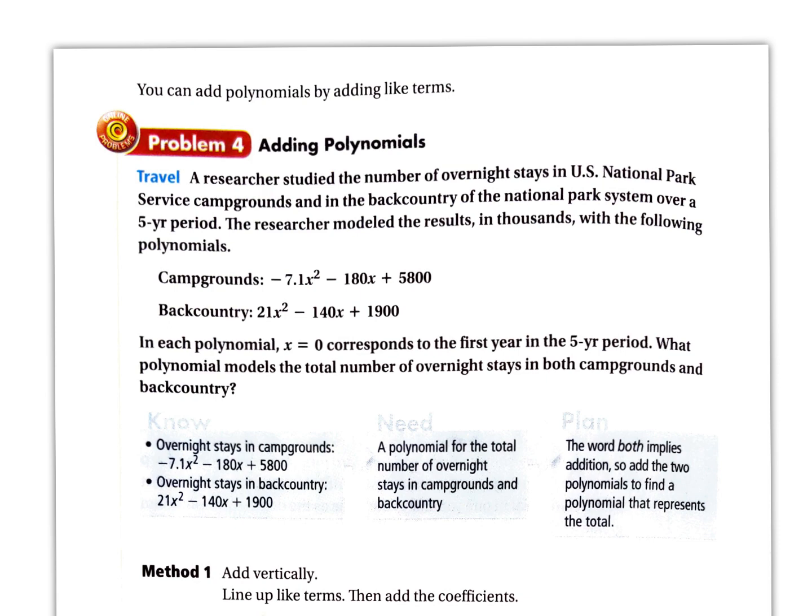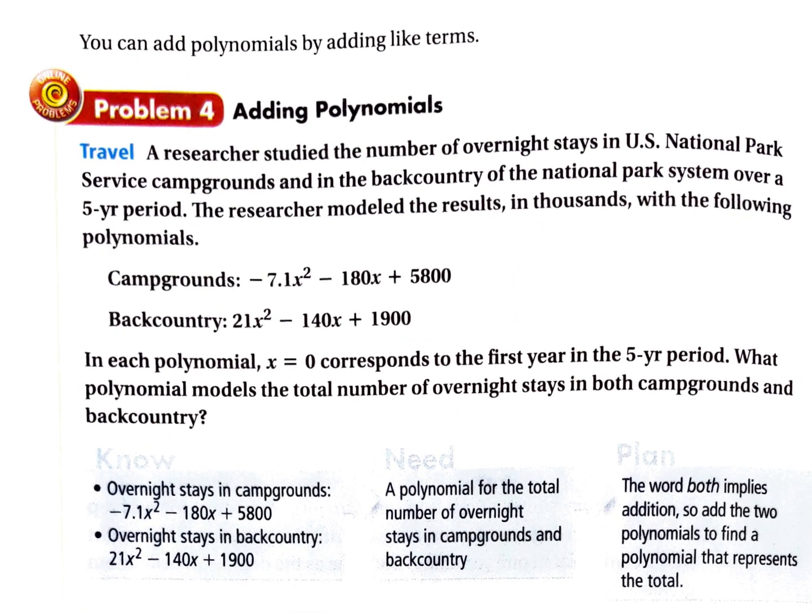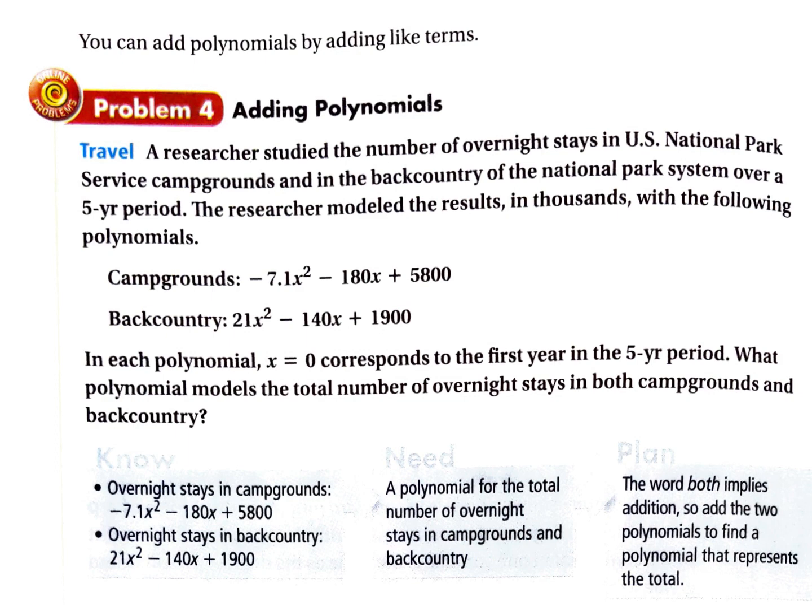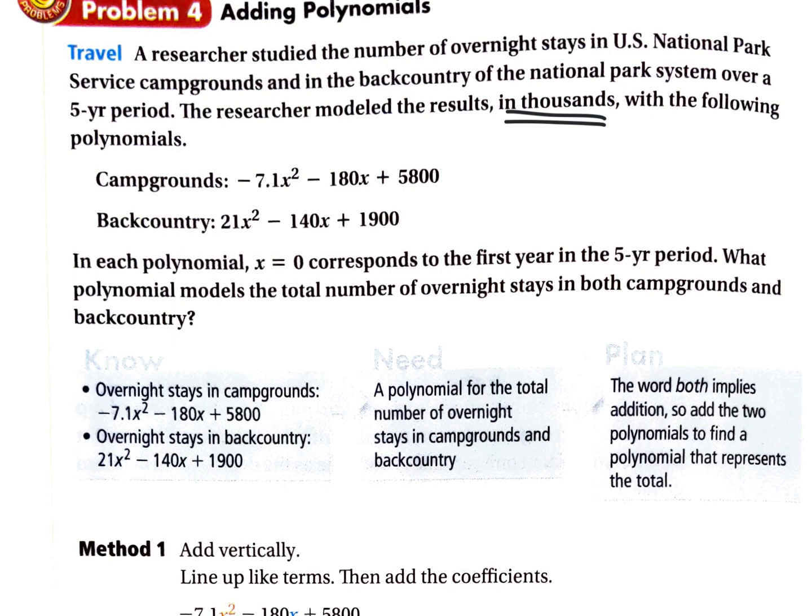You can add polynomials together just by adding like terms. So if you look at problem 4, researchers studied the number of overnight stays in U.S. National Park Service campgrounds and in backcountry of National Park System over a 5-year period. Research modeled the results in thousands with the following polynomials. And we make sure we remember this is in thousands, it makes a big difference. So here you can see campgrounds and backcountry. And then it says in each polynomial x equals 0 corresponds to the first year in the 5-year period. What polynomial models the total number of overnight stays in both campgrounds and backcountry?